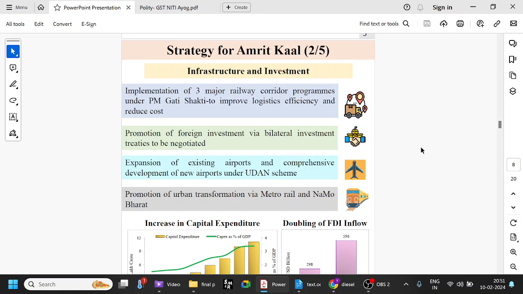So whatever is happening in the Ministry of Road Transport, someone in another ministry might not be aware. So in order to bring them together: they are laying roads, and the rural ministry also needs to know what exactly is happening. What is the next project? Where is it going to be? Is it going to be in their particular area? So in order to bring all the departments onto one platform, PM Gati Shakti has been initiated, to improve logistics efficiency and reduce cost. So it's a platform for multiple ministries and departments. Three major railway corridor programs are being implemented under Gati Shakti.